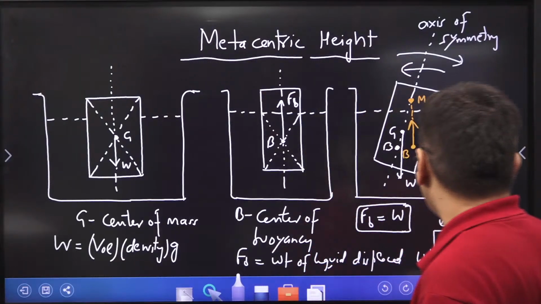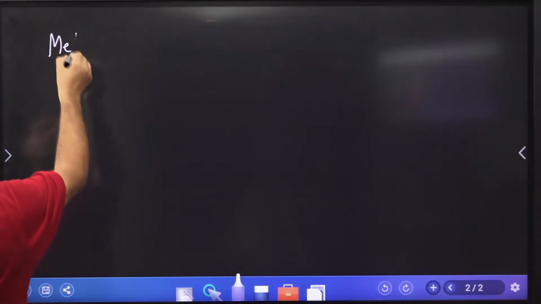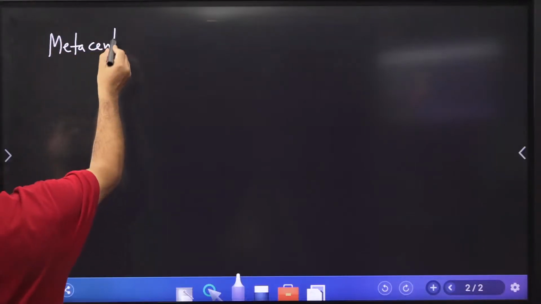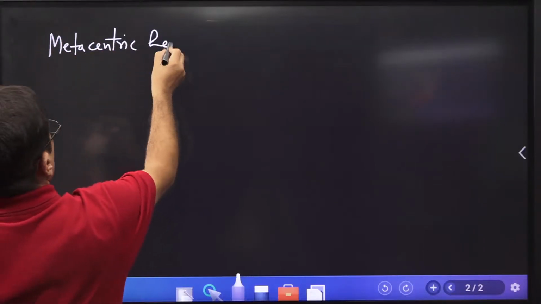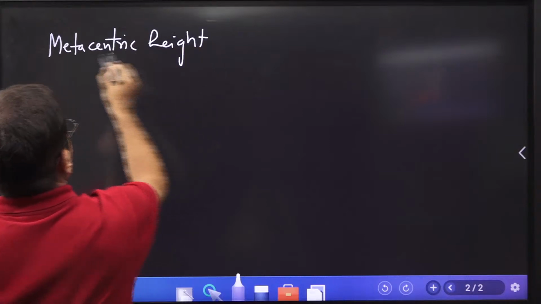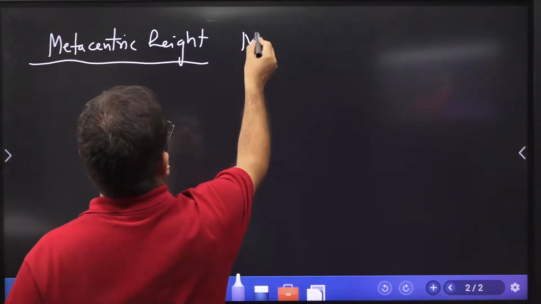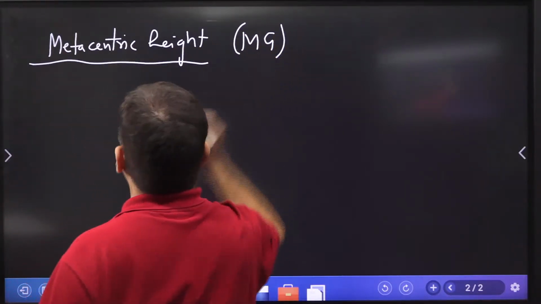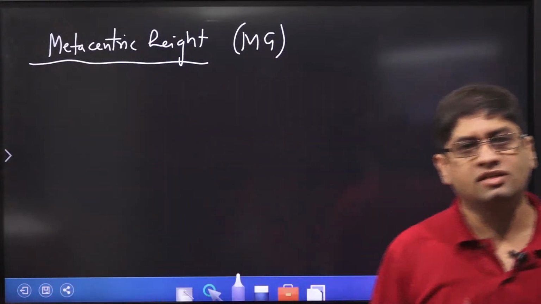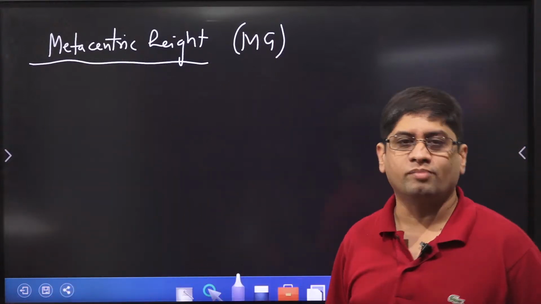Now, what is metacentric height? That is what I'm going to discuss with you now. Metacentric height, and then we go for some kind of numericals. Metacentric height होता क्या है? मेटासेंट्रिक हाइट किसको बोलते हैं? एम जी डिस्टेंस को मेटासेंट्रिक हाइट बोलते हैं. सो एम से जी तक का डिस्टेंस इज कॉल्ड मेटासेंट्रिक हाइट.